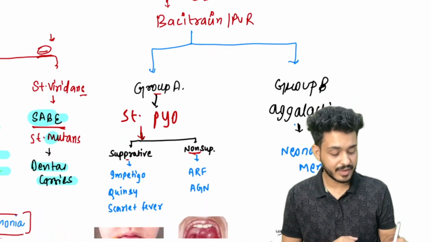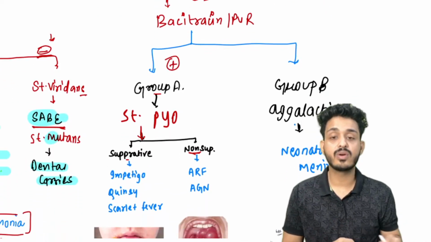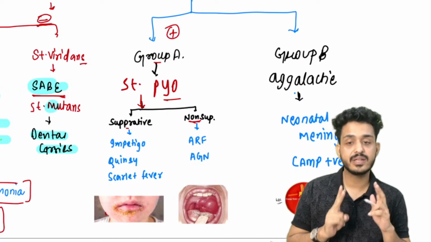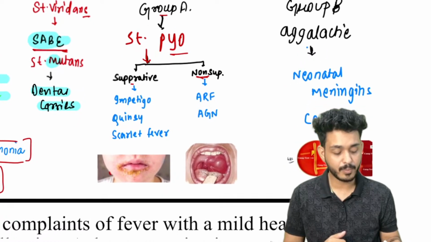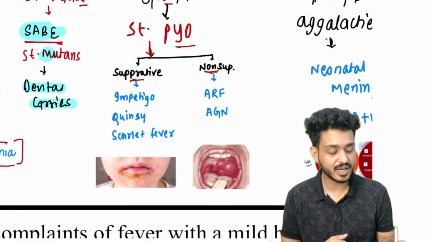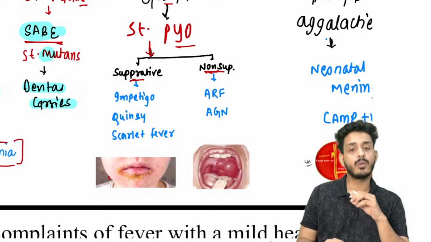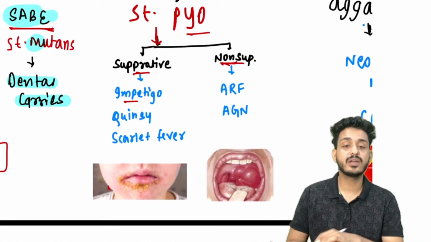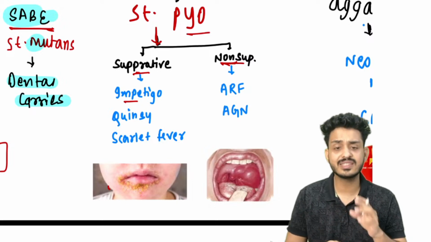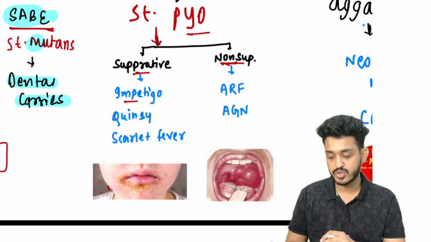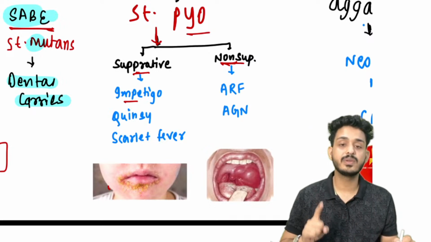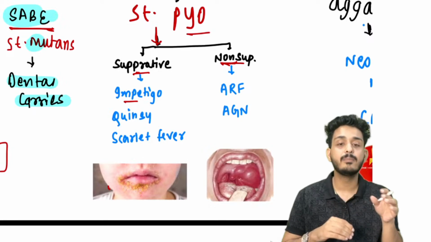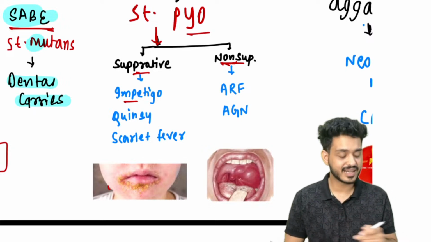Okay, so we are having group A beta hemolytic streptococci. The example will be Streptococcus pyogenes. Pyogenes will be having two types of complications. One is suppurative complication, another one is non-suppurative complication. Suppurative complication, first one is impetigo. Is it a bullous type of impetigo or a non-bullous type of impetigo? The bullous type of impetigo you will be finding with Staph aureus. Bullous means there will be a blister kind of thing.